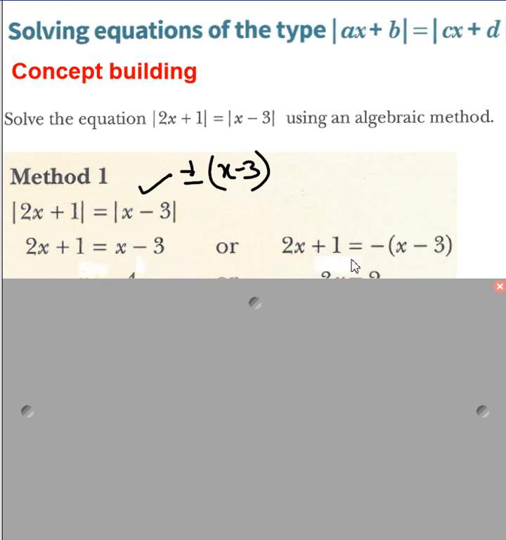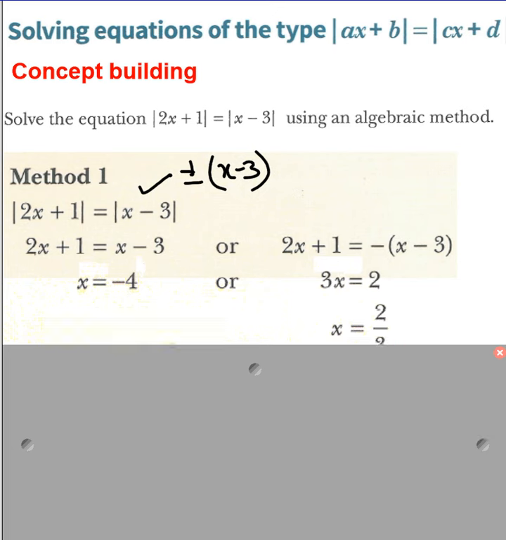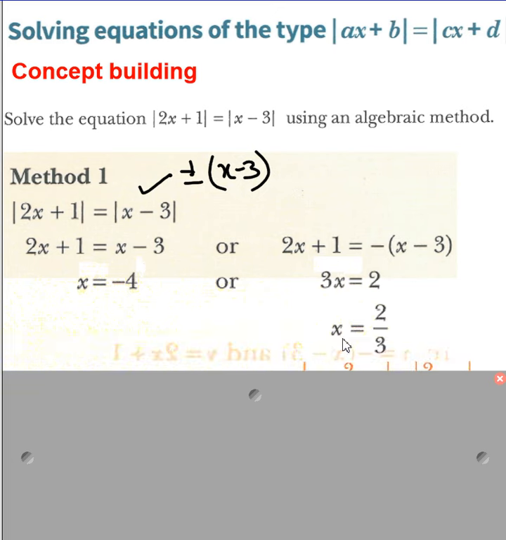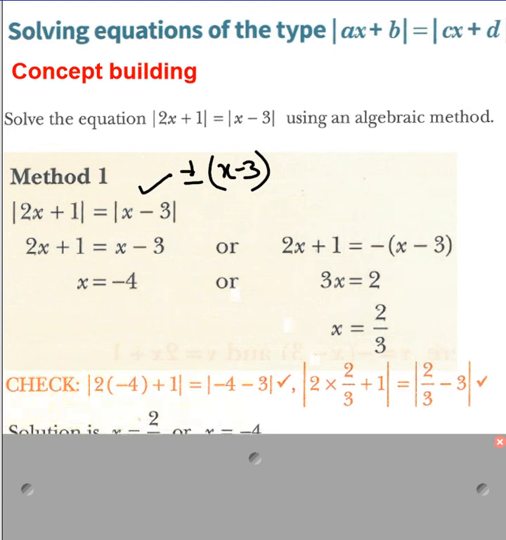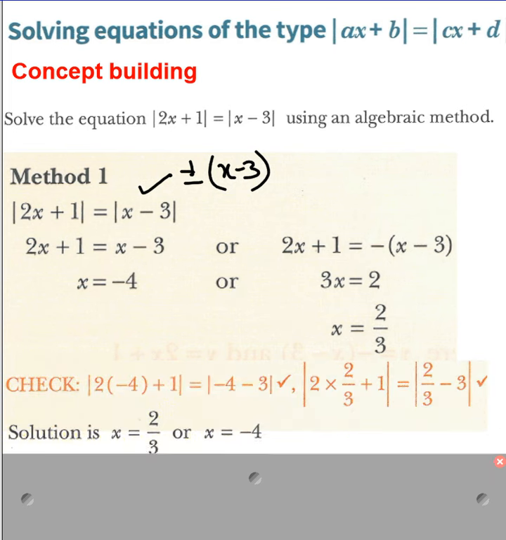And now you have simple 2 equations. You solve them. You get the value of x, which is minus 4 and 2 upon 3. If you want to check whether these answers are right or not, you just plug in here and check your result. So checking is done here for you. In exam, you don't need to do this checking. Okay, so your solution is 2 upon 3 and minus 4.